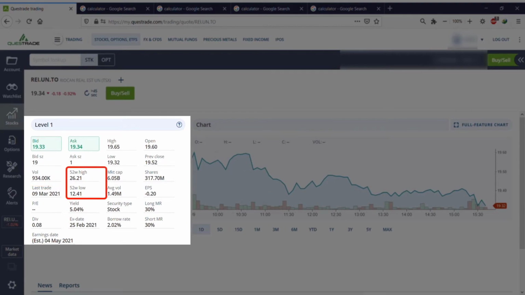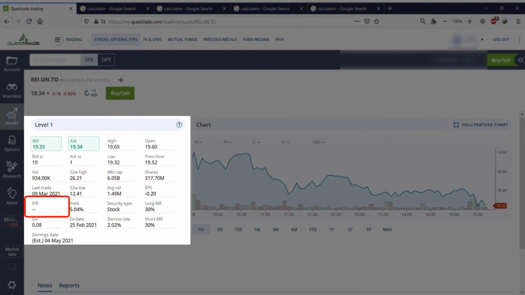52-week high and 52-week low mean the highest price during the last 52 weeks and the lowest price in the last 52 weeks. Please let me know in the comments why. I still don't understand why they say 52 weeks. Why don't they say 1 year? Because 52 weeks is 1 year, right? Last trade shows the date of the last trade.